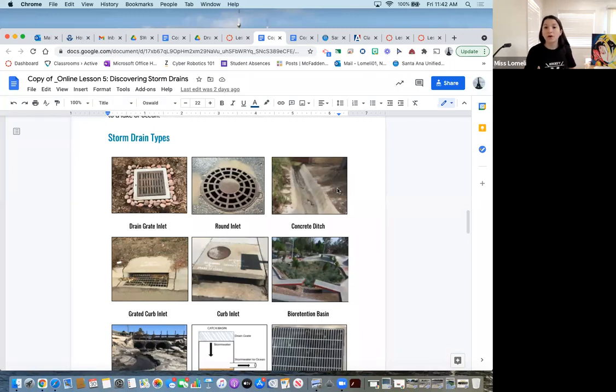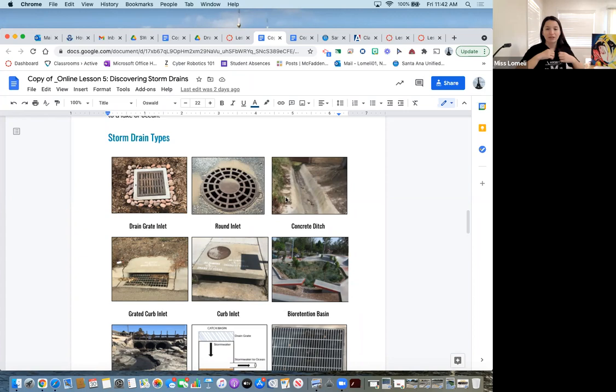Okay, thanks, David. So you're looking for this. This has a lot of holes to collect all that. If you see this round one on the street, but there's no holes, that's just covering up sewer pipes or some sort of pipe. It's not collecting water. It might have two or three small holes, but it's not meant to collect water.